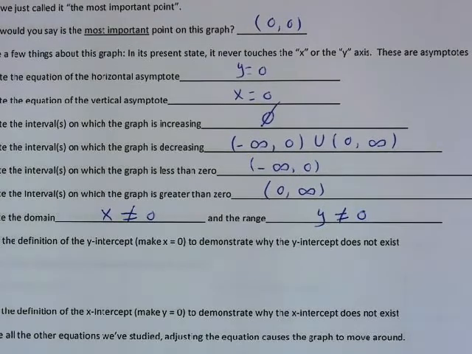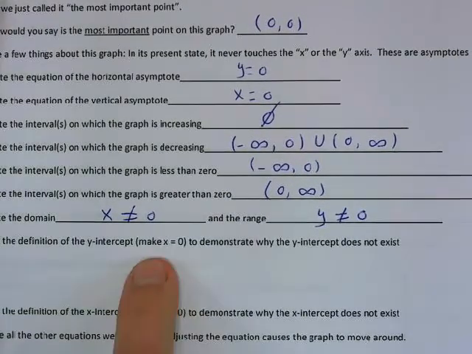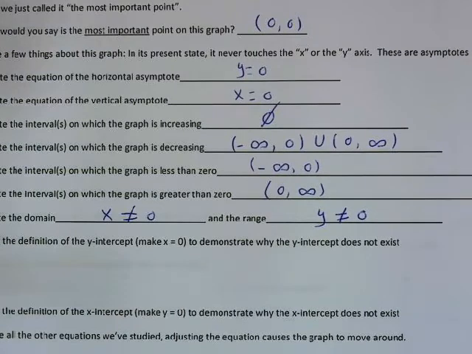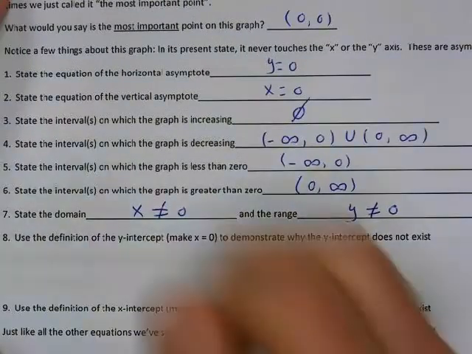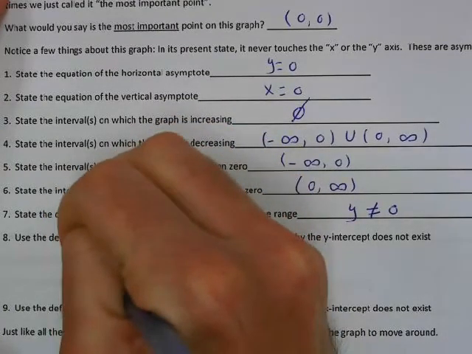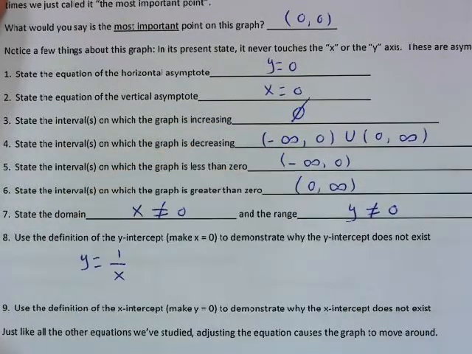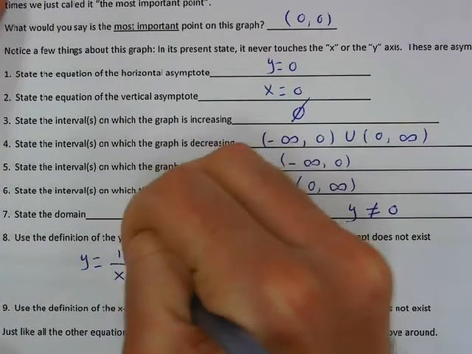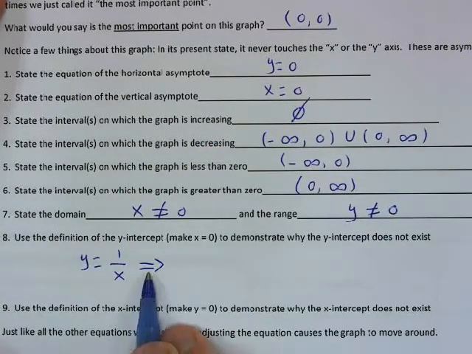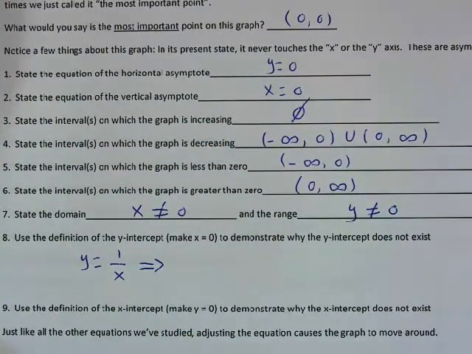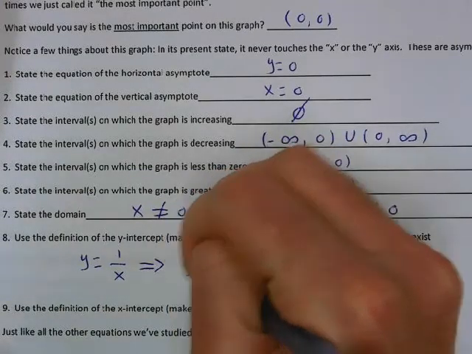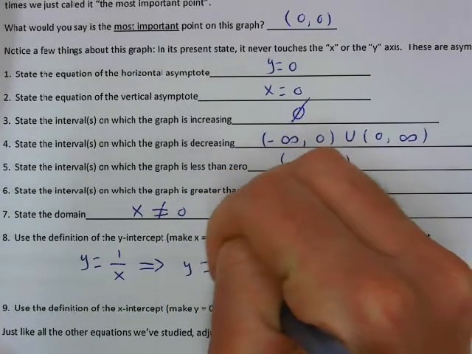Next, use the definition of the y-intercept, which is make x equal to 0, to demonstrate why the y-intercept does not exist. So let's see, our function is y equals 1 over x. And then if we stick in x is 0, that leads to, so this little double barred arrow means this leads to, it kind of shows the next step in the problem. Now we get y equals 1 over 0.